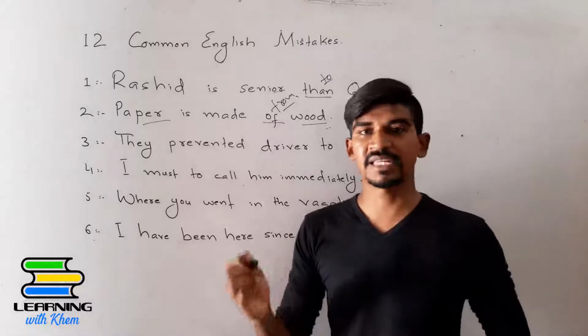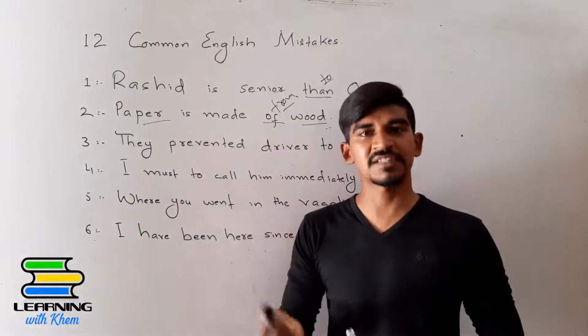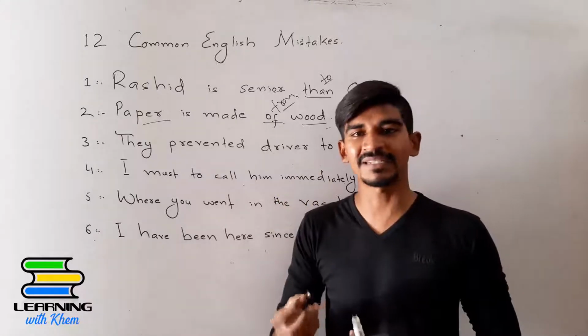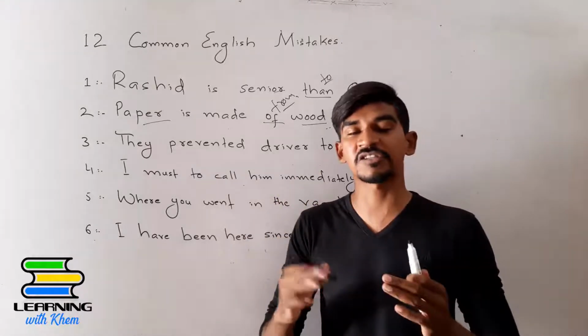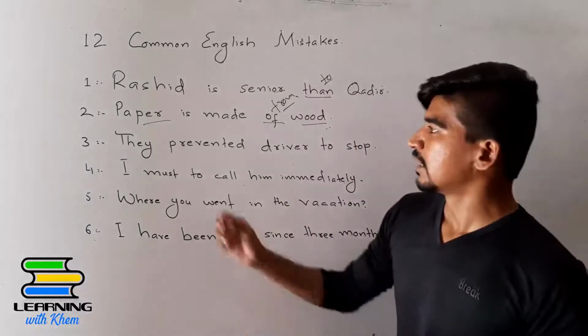Suppose here we can say this tip is made of plastic, okay? Because this is plastic and this is also made from plastic. Here there is no physical or characteristic change, so here we can use the word of, okay?